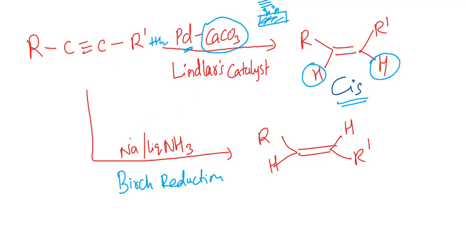Next, in the presence of sodium and liquid ammonia, we are getting trans alkene. Trans and cis: in geometrical isomerism we already learned that if the same groups are on opposite sides, that is trans. If the same groups are on the same side, that is cis. So, Birch reduction and Lindlar's reduction.